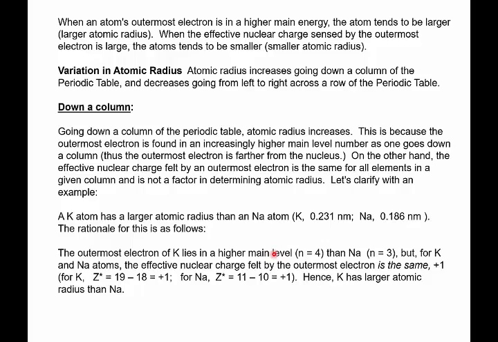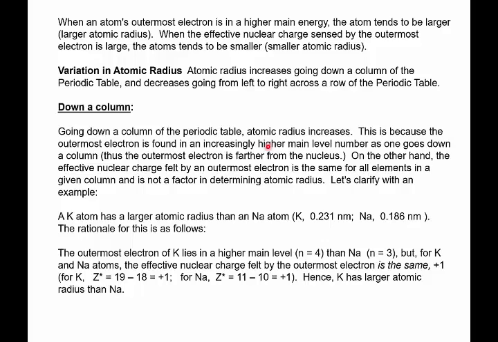When an atom's outermost electron is in a higher main energy level, the atom tends to be larger. When the effective nuclear charge sensed by the outermost electron is large, the atom tends to be smaller. All right. Variation in atomic radius. This is with respect to the periodic table. The atomic radius we find increases going down a column of the periodic table. It decreases going from left to right across a row of the periodic table.